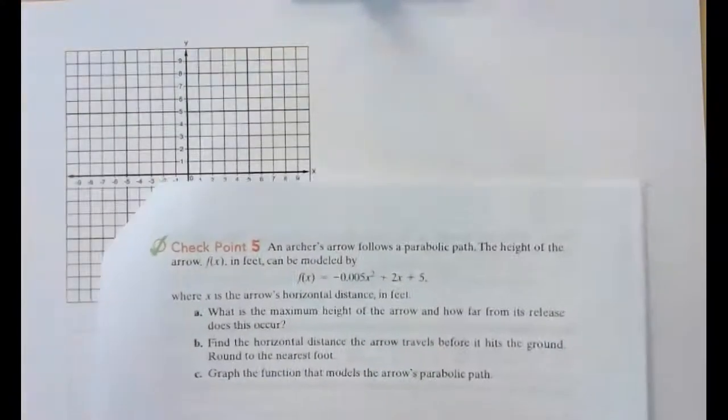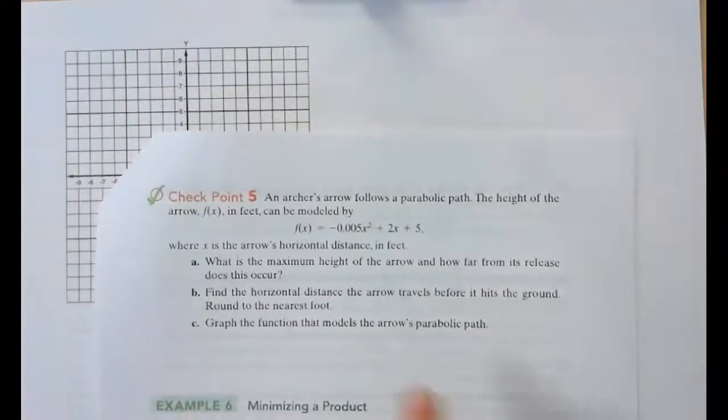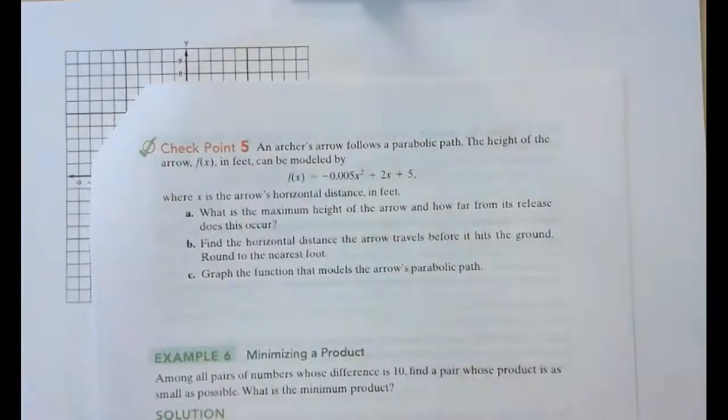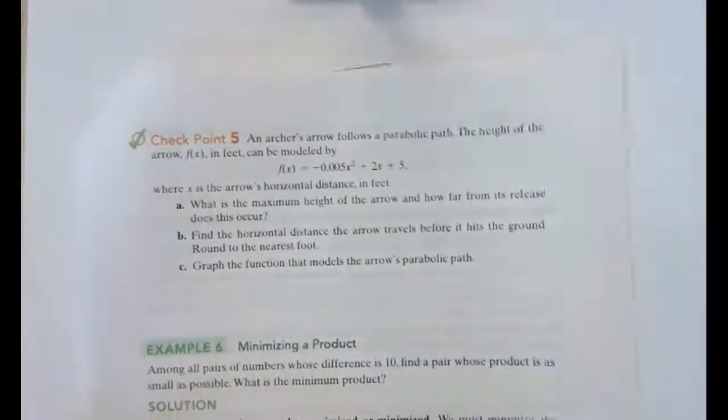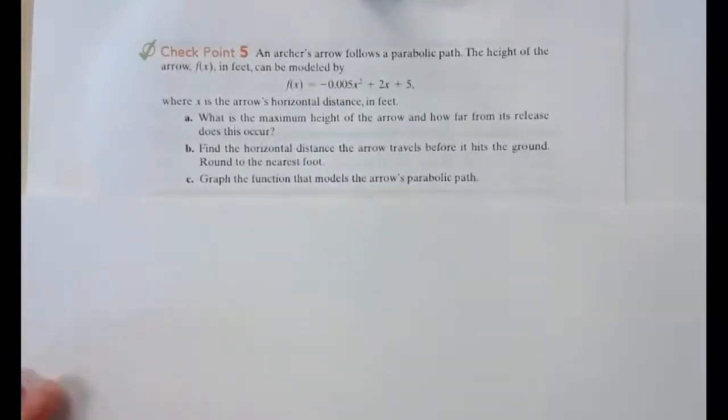Next, let's take a look at checkpoint 5 here. Checkpoint 5 says, an archer's arrow follows a parabolic path. The height of the arrow, f of x, in feet, can be modeled by f of x equals negative 0.005 x squared plus 2x plus 5, where x is the arrow's horizontal distance in feet.